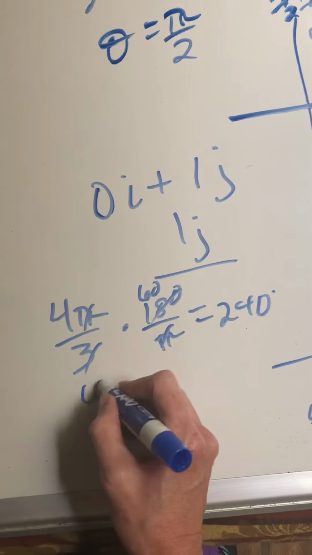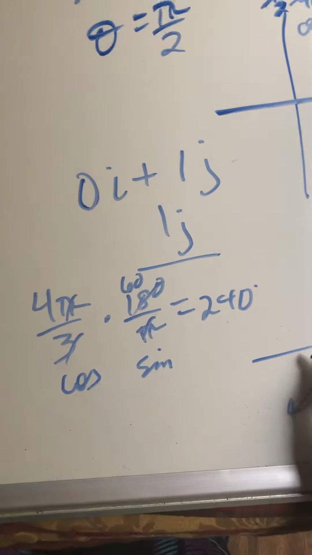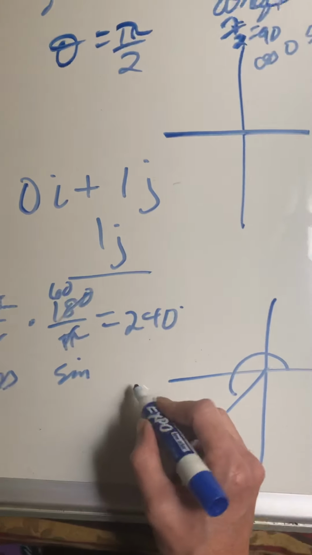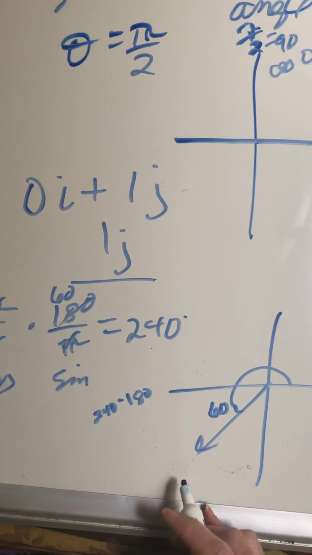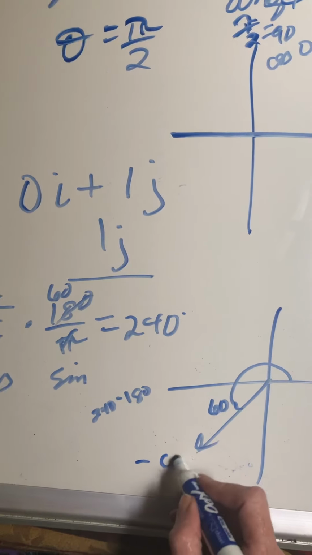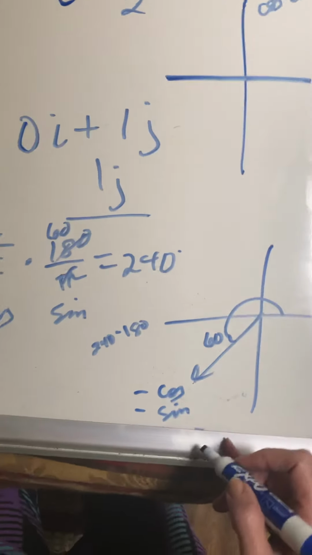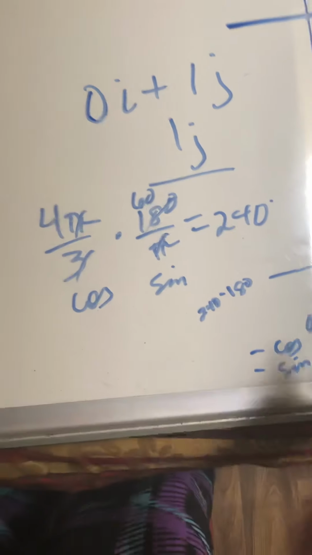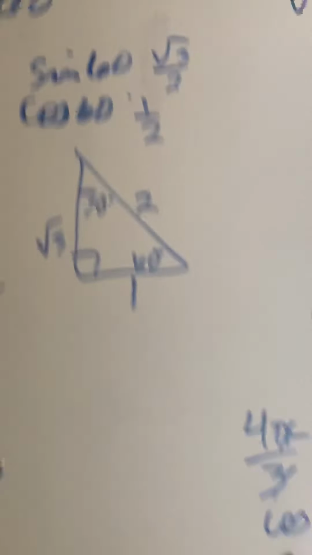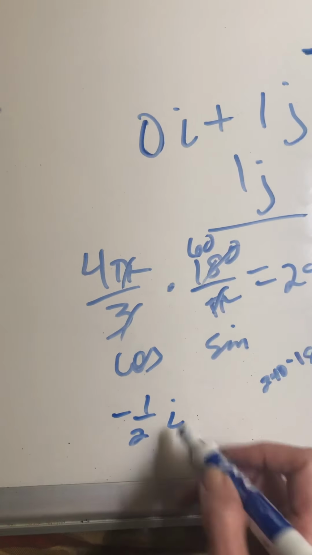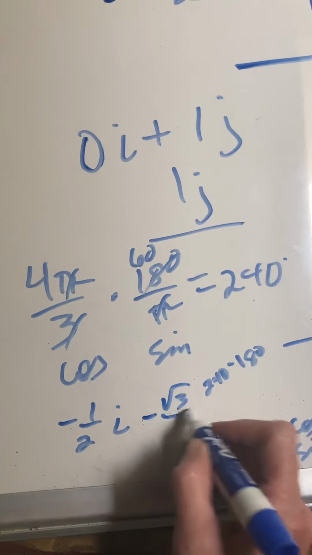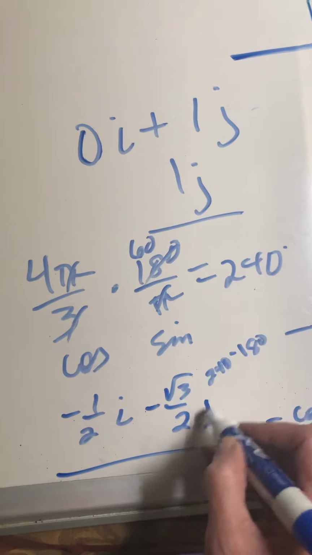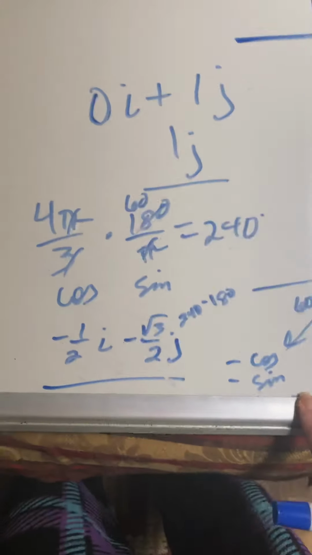So again, I want cosine and sine of 240, so I have to know its reference angle. 240 minus 180 to get the reference angle is 60. And cosine is negative, sine is negative in the third quadrant, so both of them are negative. So the cosine of 60 was 1/2, right? We did it over there. So that means I've got negative 1/2 i. Then the sine of 60 was square root of 3 over 2, so minus square root of 3 over 2, because you are in the third quadrant where both sine and cosine are negative.